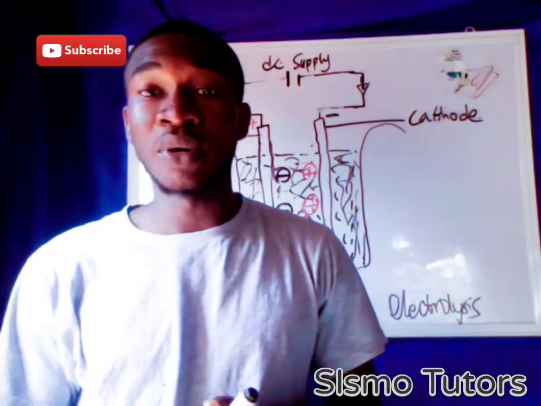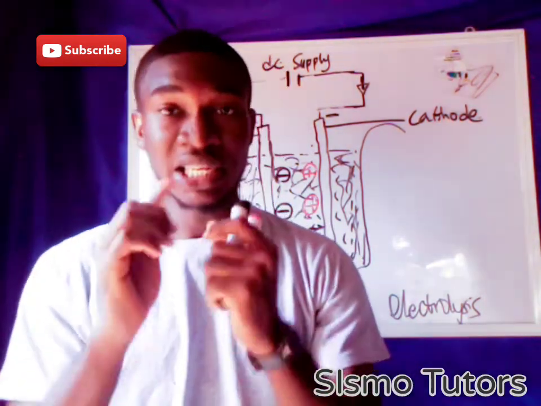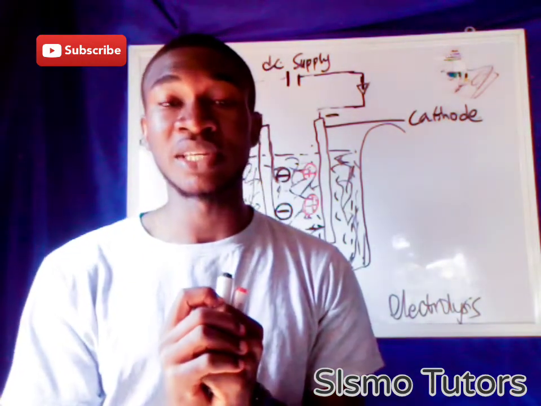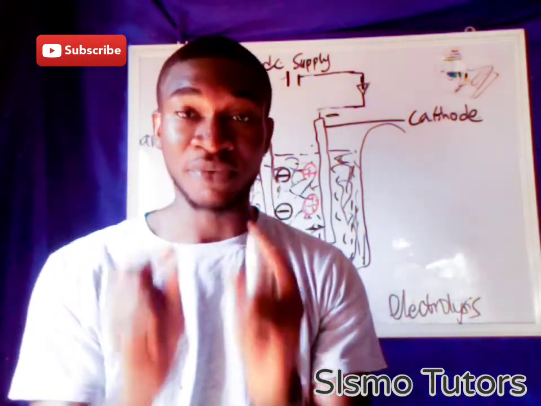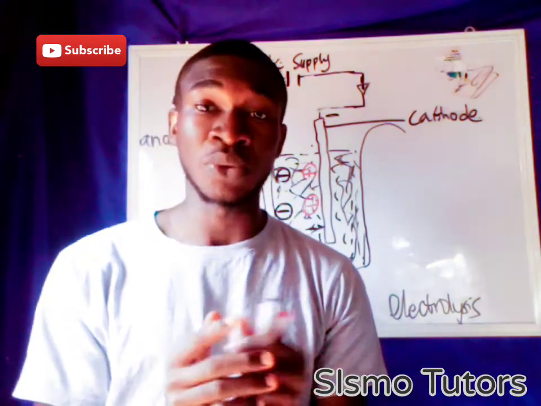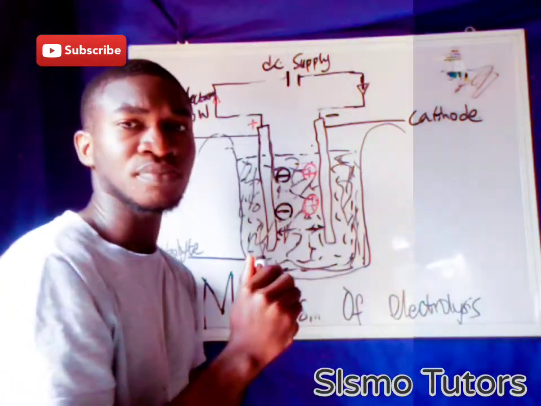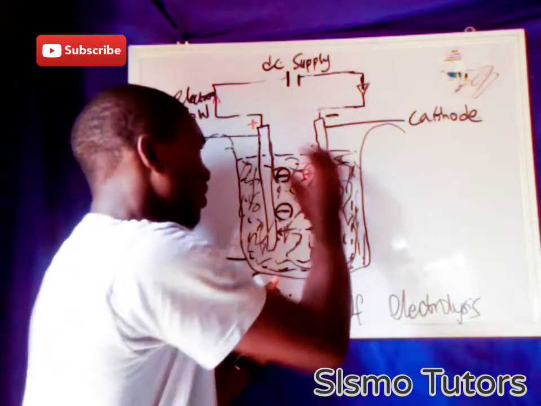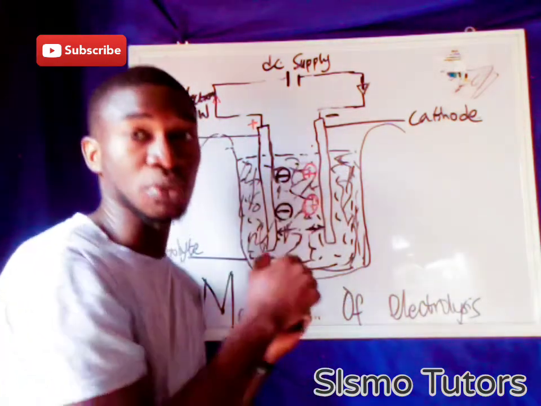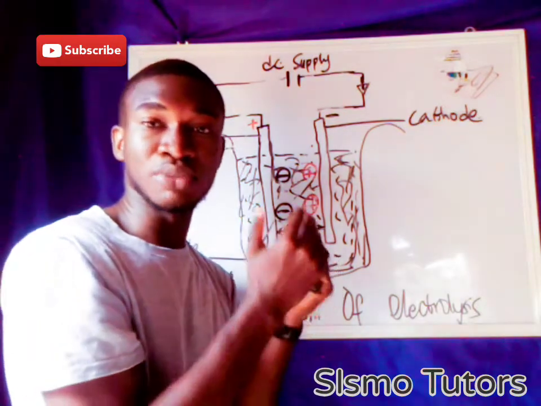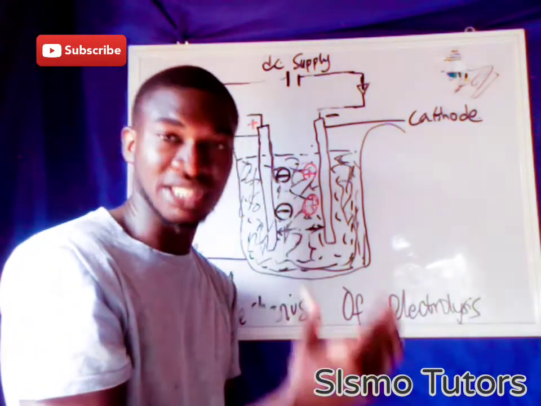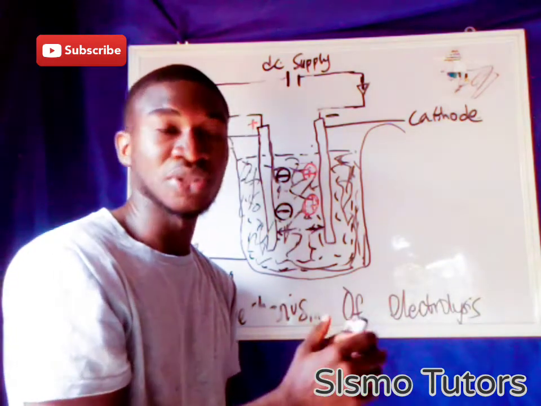In our last video, we handled the introduction to electrolysis, and today we'll be treating the mechanism of electrolysis and the preferential discharge of ions at the cathode and at the anode. Now, let's consider a situation where we have different types of ions inside a solution. Let's say in the same solution, we have sodium ions and hydrogen ions. These are cations in the same solution.